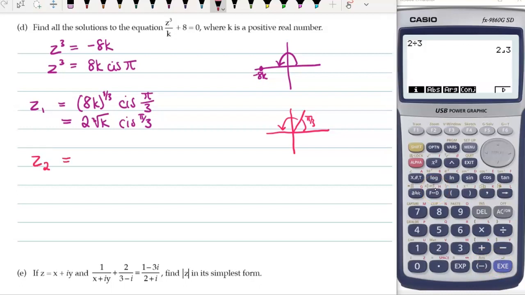So z2 will be 2 times the cubed root of k, cis, and then pi by 3, add on 2/3 of pi by 3. Well, that just gives you pi. And the third solution will be to take this and add on another 2/3 of pi. So we've got the same length, 2 times the cubed root of k, cis of pi plus 2/3 of pi.